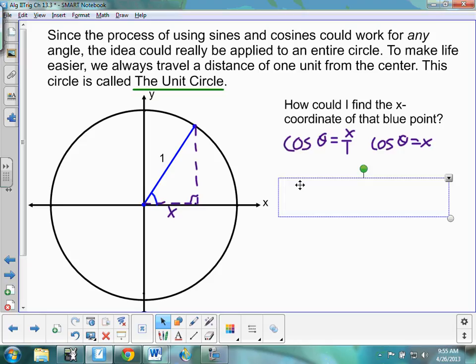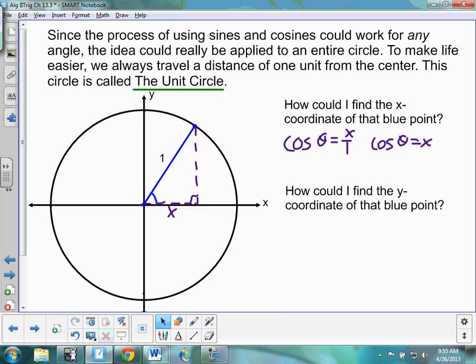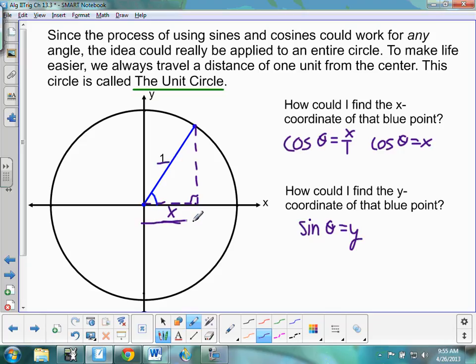Where's my next one? There it is. What's the y coordinate going to be? Sine theta. The y coordinate is just going to be sine theta. And that's the most important thing today. Cosine gives you an x coordinate. Sine gives you a y coordinate. And it's just because of these triangles: cosine is adjacent over hypotenuse, and that gives you an x distance right here.